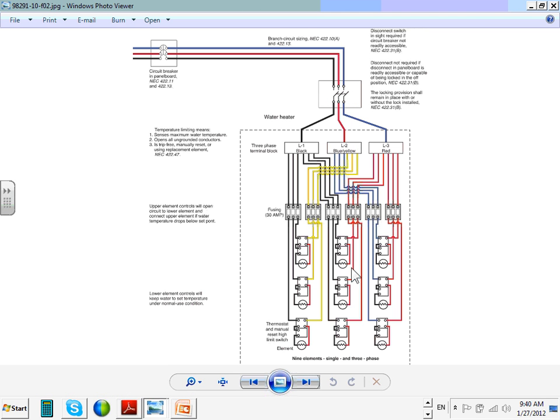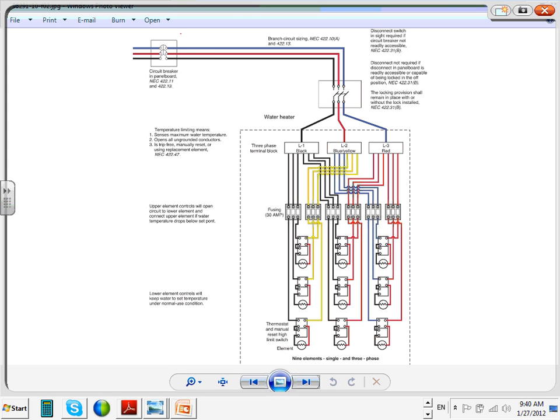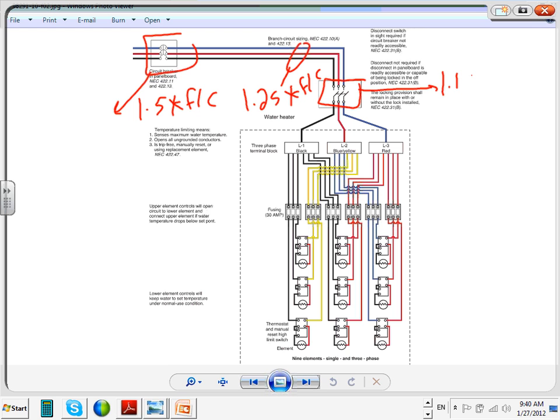So I just want to highlight a few things here, guys. You have to have an overcurrent protection device for the appliance, 1.5 times the full load current of the appliance. You need to have a conductor sized at 1.25 times the full load current of the water heater. You need to have a disconnect on that one. I size it at 1.15 times the full load current of that appliance.